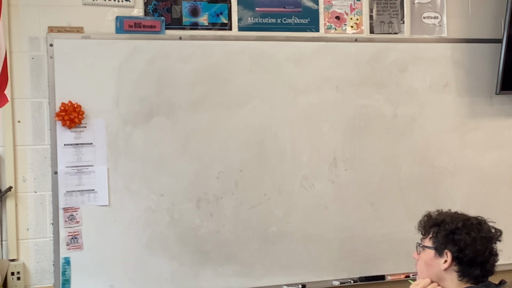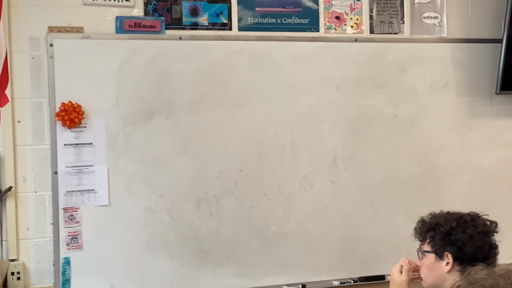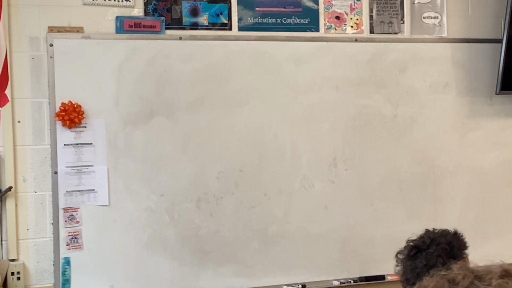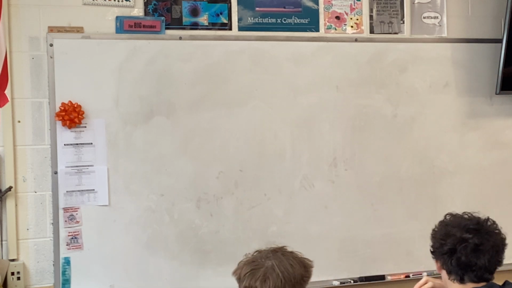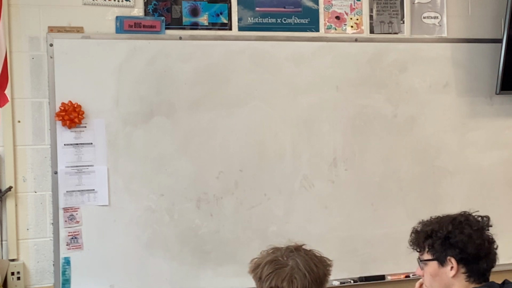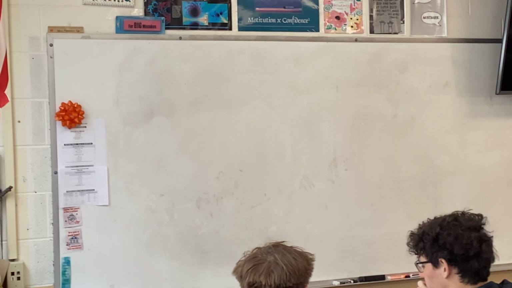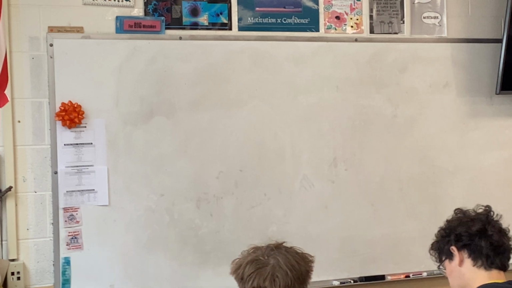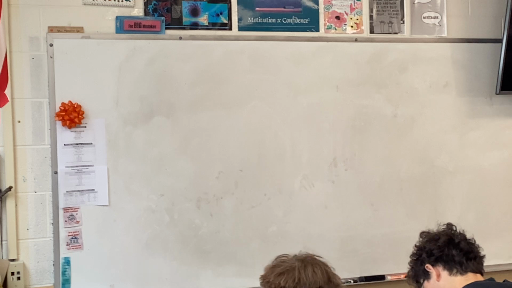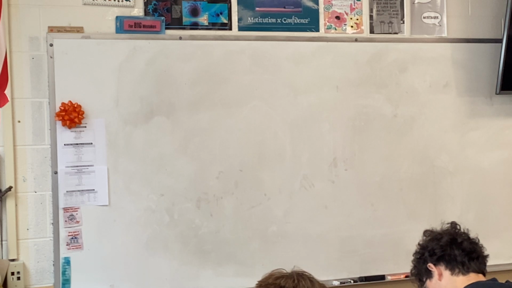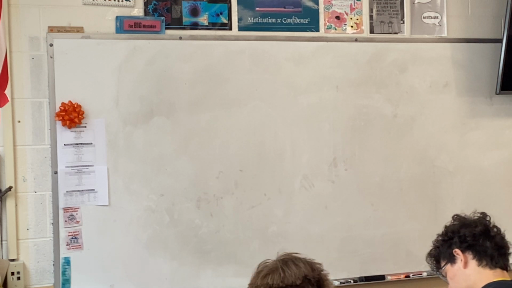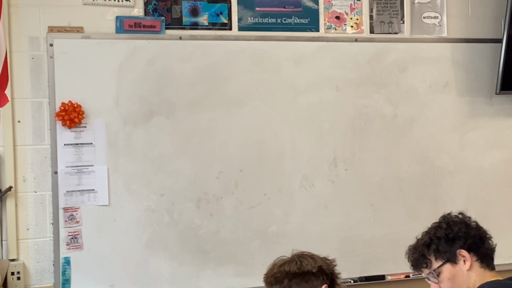But how could we check? We could plug in the point pi over 2, for example. And if we plug in pi over 2, we get 2 plus 4 times 1, which is 6. So you're right, A is the one. Can you do something similar with B? First of all, can you rule anything out in B?